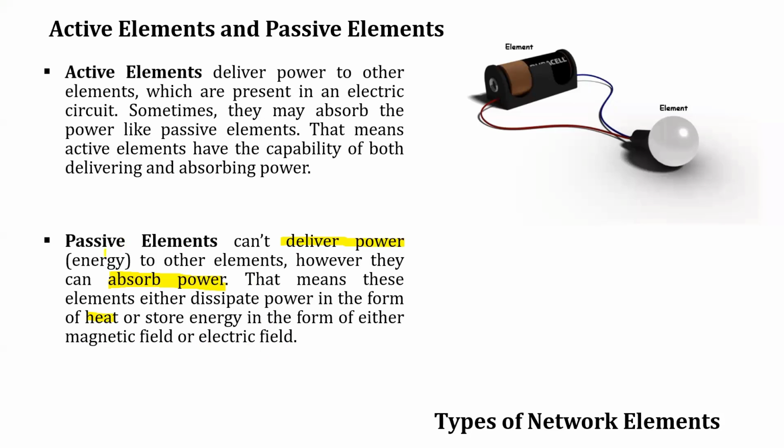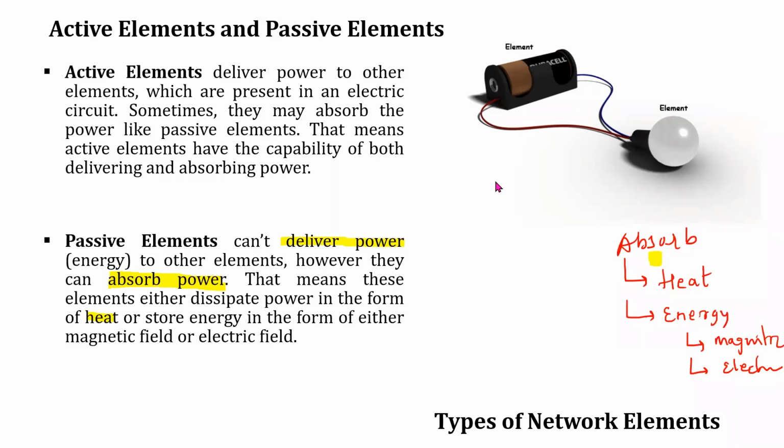I repeat. So passive elements can't deliver the power to the other elements. However, they can absorb the power. That means these elements either dissipate the power in the form of heat, or it is stored in the form of energy, either a magnetic field or electric field. I hope you have understood the meaning of a passive element.